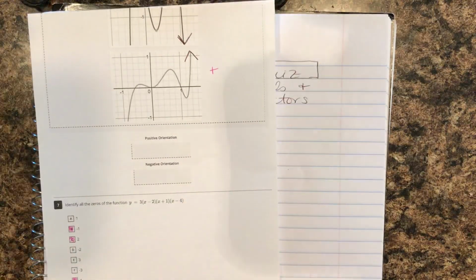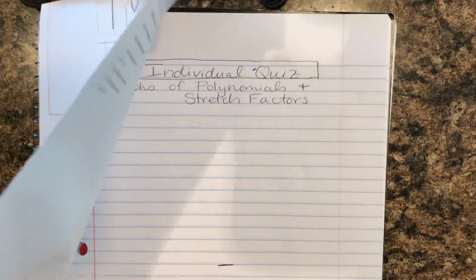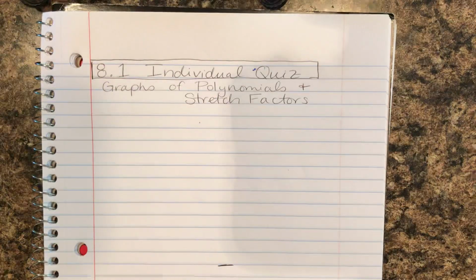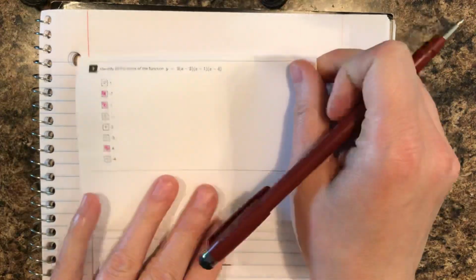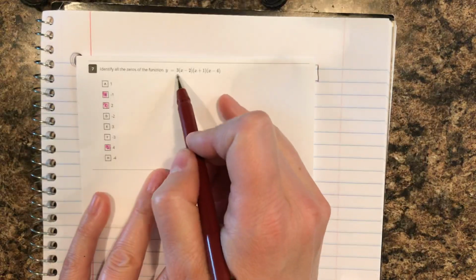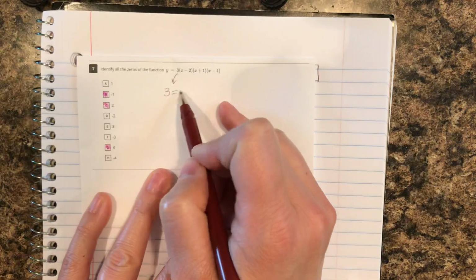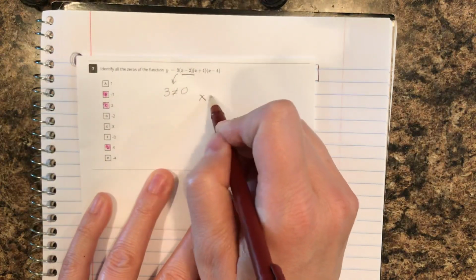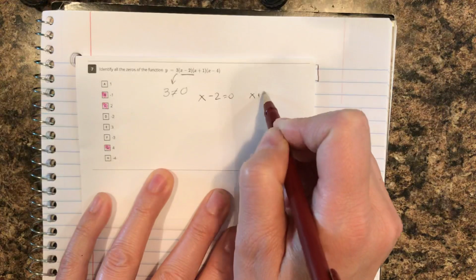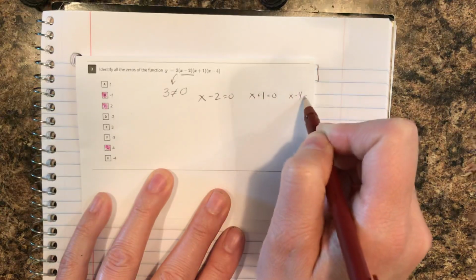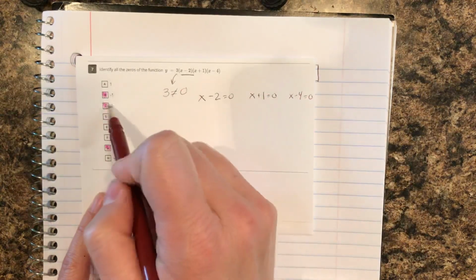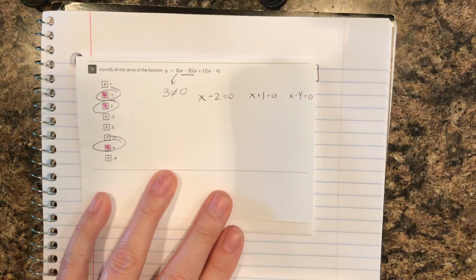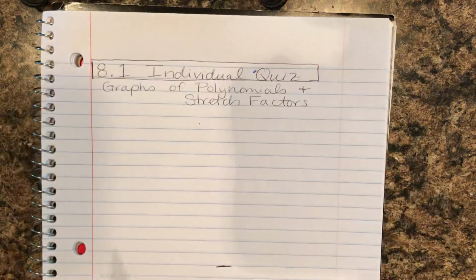And then the last question on this quiz, I believe, maybe there's one more. Nope, this is the last one. Number 7 says to identify all of the zeros again. So we're just looking at each part. This is a 3. If I set 3 equal to 0, that doesn't make sense. That doesn't help me find any solutions. But if I do x minus 2 equals 0, x plus 1 equals 0, x minus 4 equals 0, I can find that x is positive 2, negative 1, and positive 4. Those are my zeros of the function.